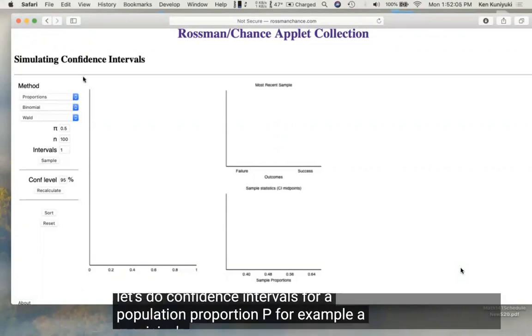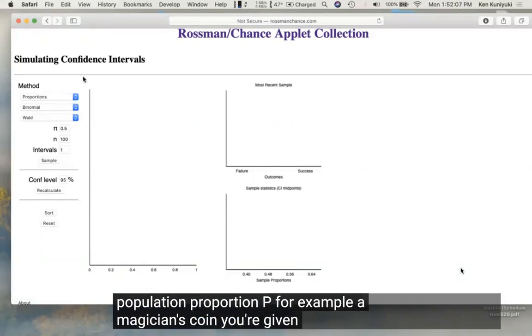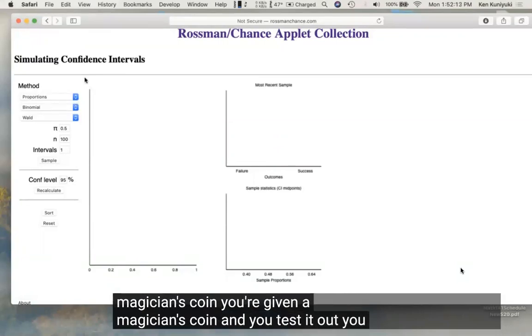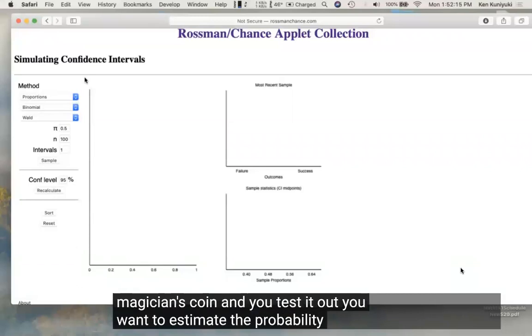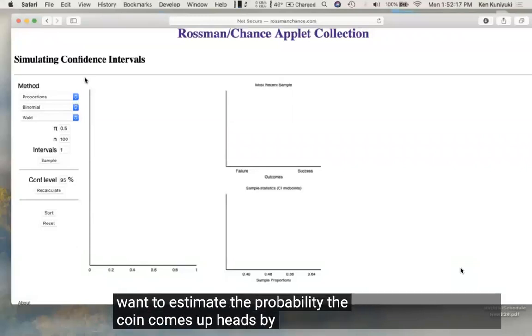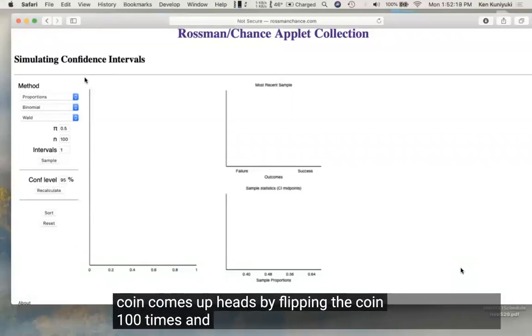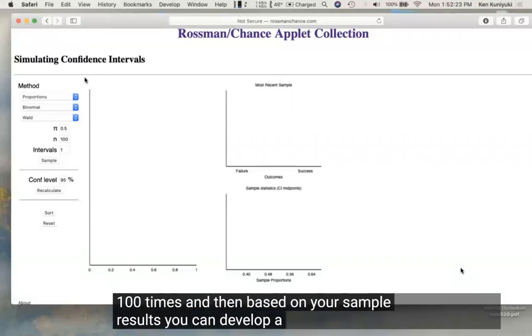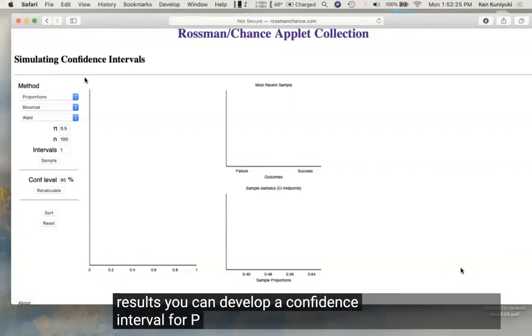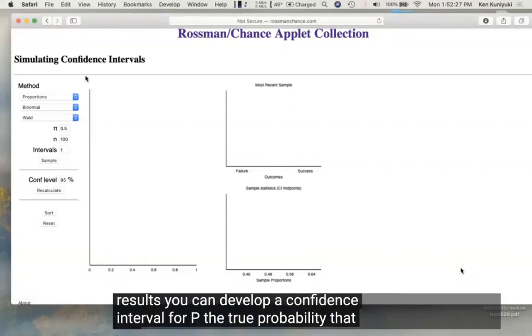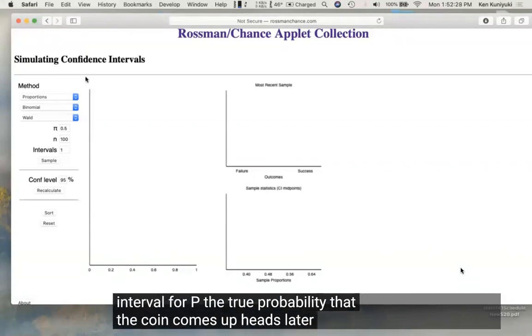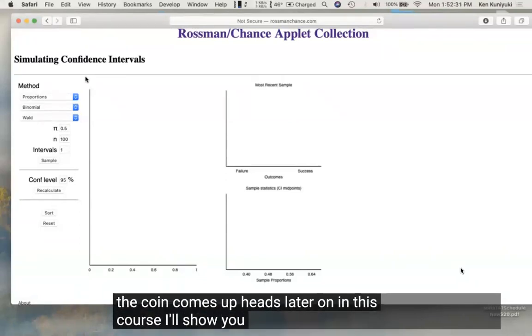For example, a magician's coin. You're given a magician's coin and you test it out. You want to estimate the probability the coin comes up heads by flipping the coin 100 times. And then based on your sample results, you can develop a confidence interval for p, the true probability that the coin comes up heads. Later on in this course, I'll show you how you can construct such a confidence interval.